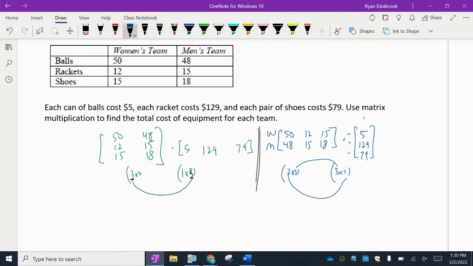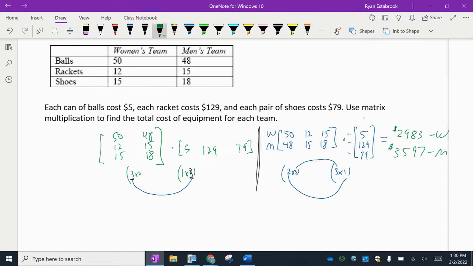If I do it in my calculator, it will total those up. It'll multiply what needs to be multiplied. As far as the first row goes, it's taking 50 women's balls times 5, 12 women's rackets times 129. It's also taking the 15 shoes times $79 a pair, adding all that up and giving us the total budget for the women. Then it will turn right around and do it for the men. And we're getting $2,983 for the women and $3,597 for the men. So we've got an answer.